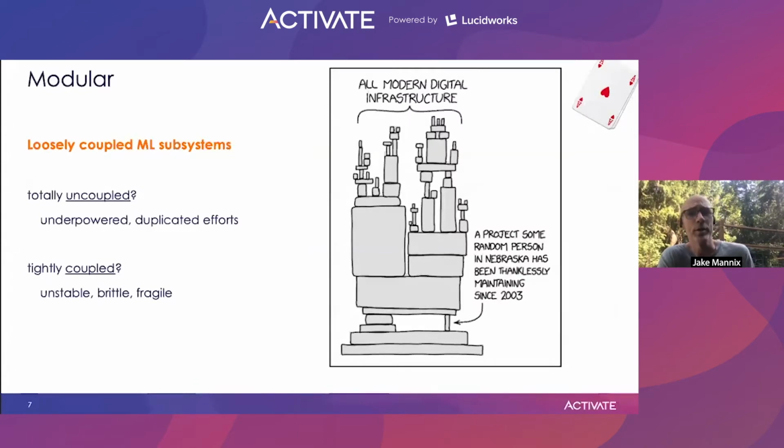Just like with the rest of software engineering, you need loosely coupled subsystems, also for ML. There's a balance to be made here, though. Totally uncoupled leads to underpowered models and duplicated efforts. Tightly coupled leads to unstable systems that are brittle and fragile. After doing a little multivariate testing with this slide, it was found that breaking my one slide per concept pattern became necessary for this ace in the hole concept of ML modularity. So let's dig in a tiny bit.